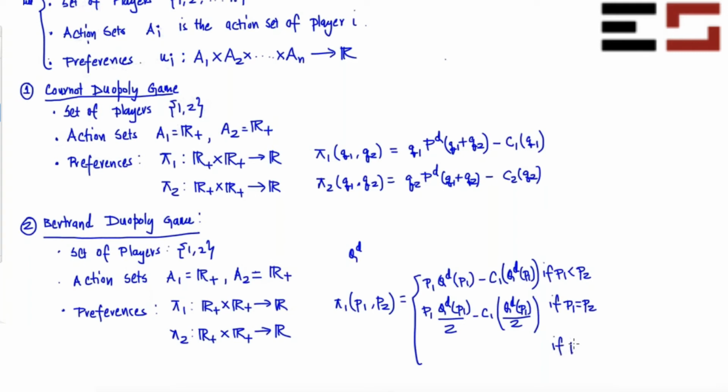And the last possibility is that if P1 is greater than P2, then you don't get to sell anything. In that case, your profit will be minus C1(0). Is that clear? Is that clear to everyone?